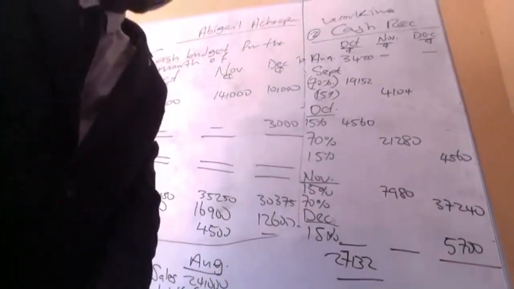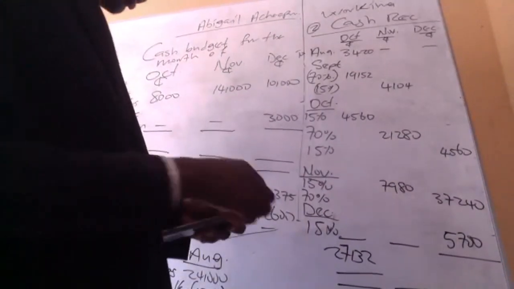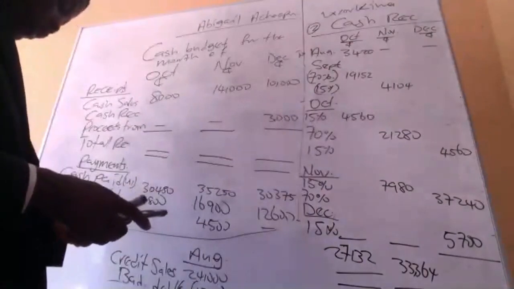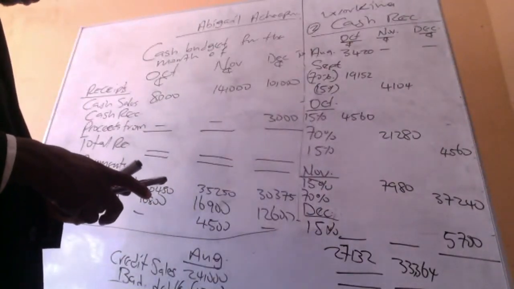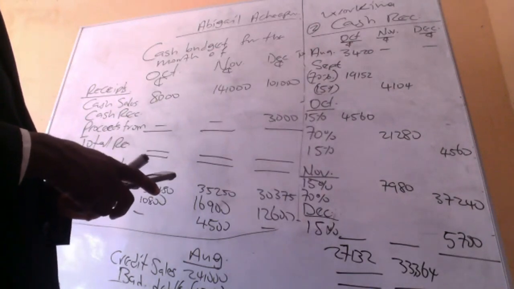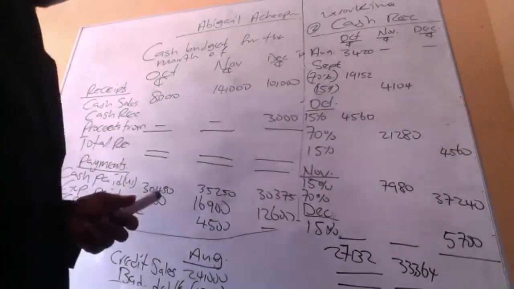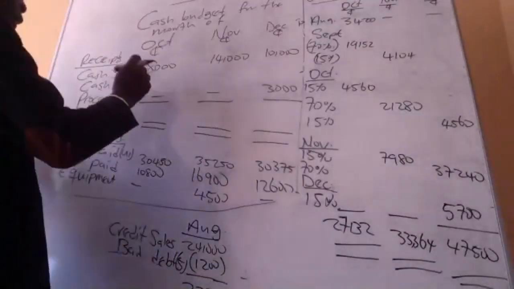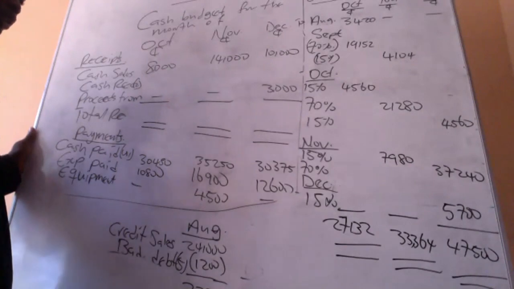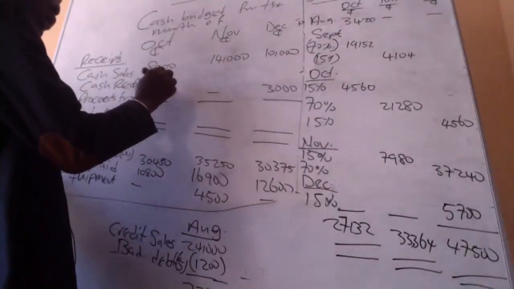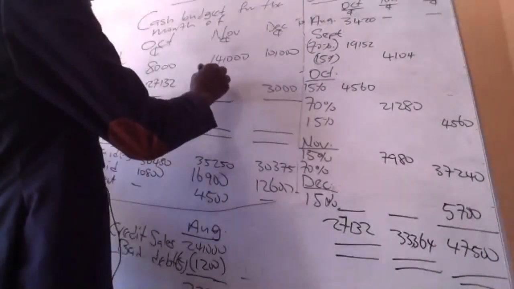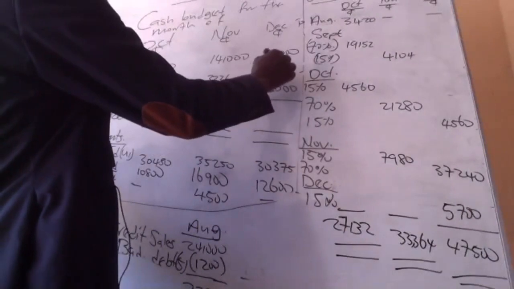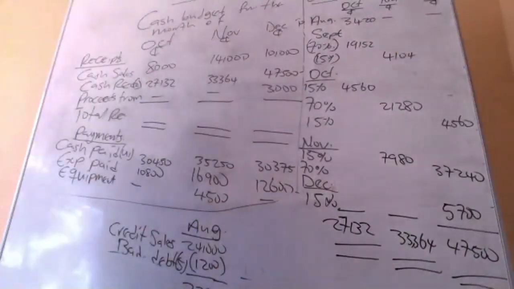Now the next one will be 33,364. That is it. And December 47,500. December is what? 47,500. So that is it. You transfer them here. This is workings number 2. Good. So first we have 27,132. Then we have 33,364. And finally we have 47,500. But we are done with the wahala.